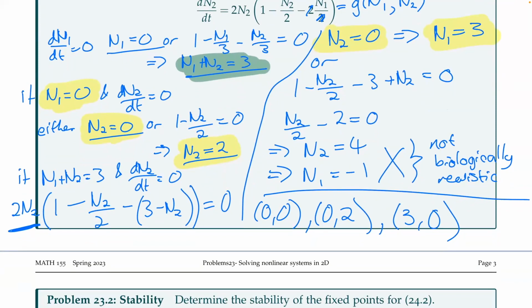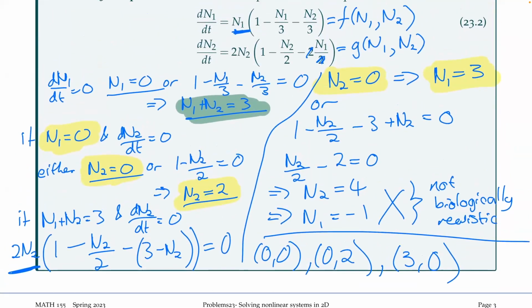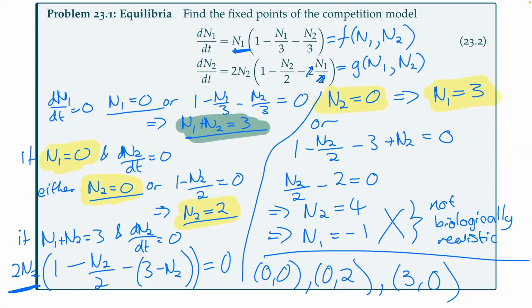So what do these actually mean? (0, 0) means both species are extinct. (0, 2) means that species 1 is extinct and species 2 is at its carrying capacity. And (3, 0) means that species 1 is at its carrying capacity and species 2 is extinct. There's no coexistence equilibrium, no equilibrium where both of these species coexist. So we know that one of these will exclude the other, because they can't coexist.